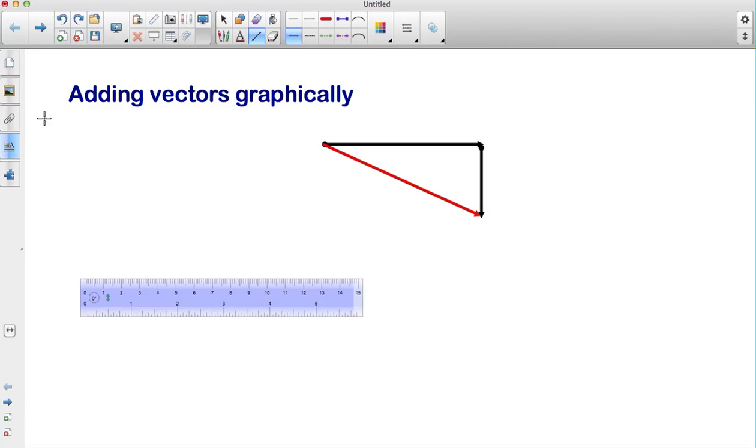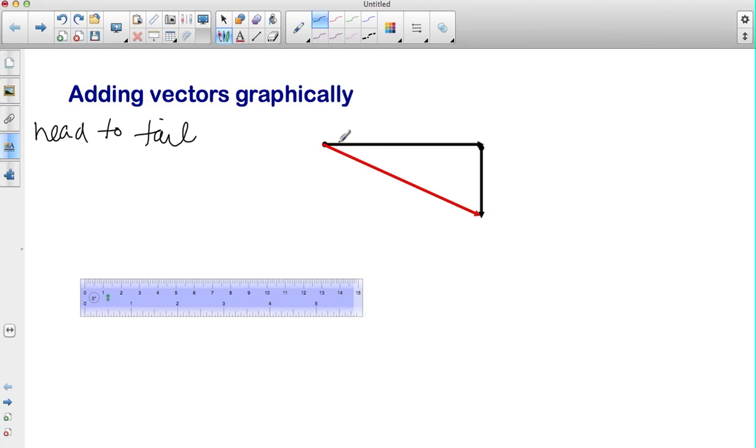Now, we've done a couple different things here we should probably make sure we talk about. This would be what we would call the head. Oops, I got to get off my arrow tool. Get a color here. This is what we would call the head to tail method of adding up vectors.